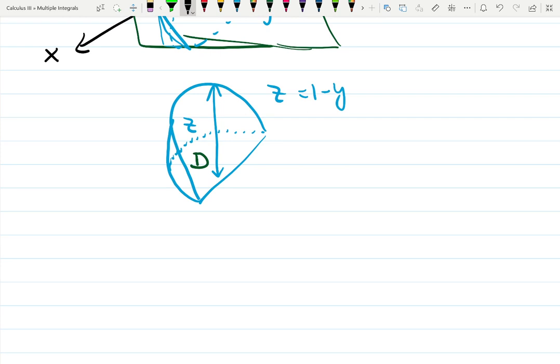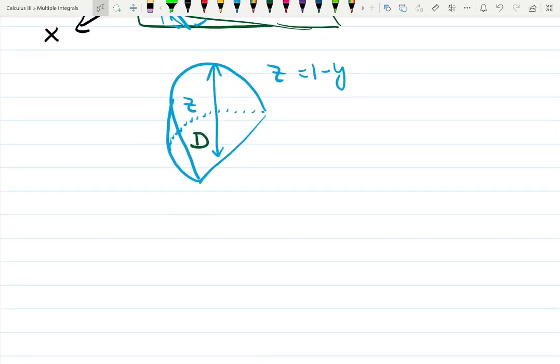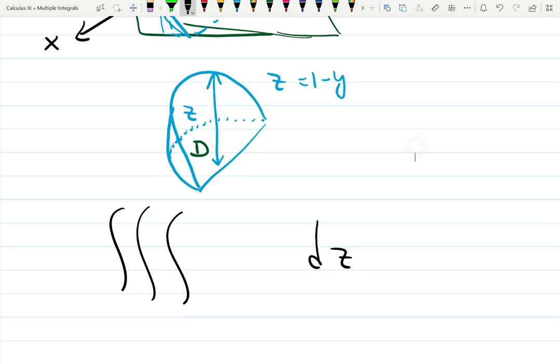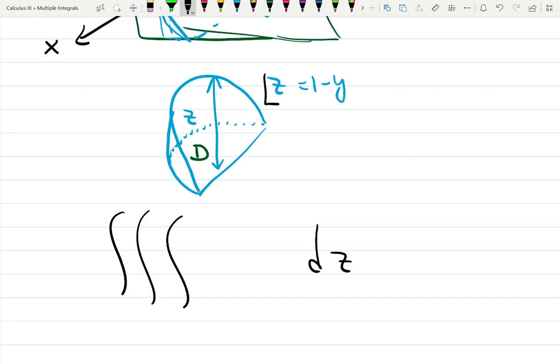So if you want to speed up the process, let's see how we build the triple integral. DZ. Z is from big to small. Now, in this case, it's pretty obvious that z is 1 minus y. It's given so. So that is nice that we don't have to figure it out. So it's going to be the top. But what is at the bottom? Zero. Because this is z equals 0.